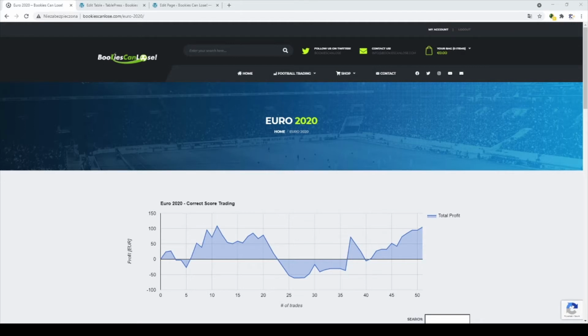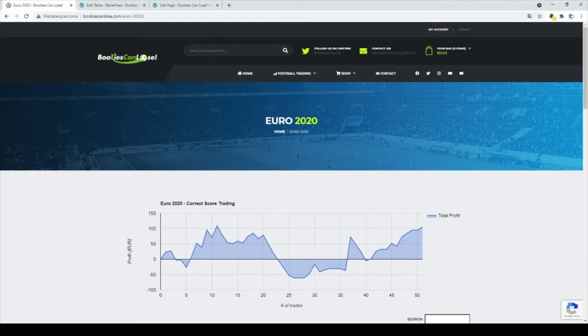The tournament is over. Italy won the final after the penalties, and our trade in this game was also very successful. One of my target scores was 1-1, and it was 1-1 after 90 minutes. So this one was good. Today I'm looking at the whole tournament and the summary.